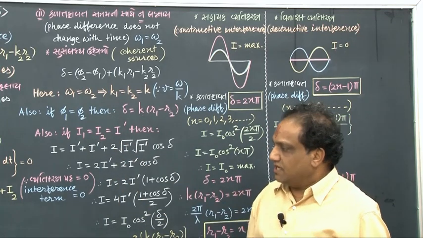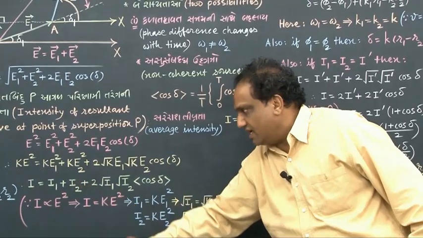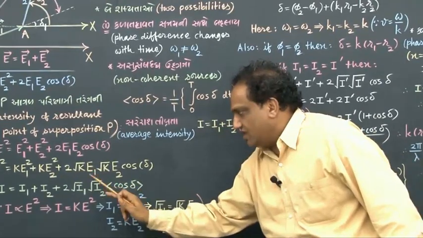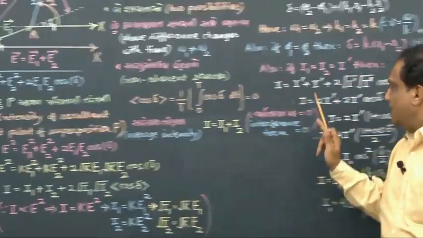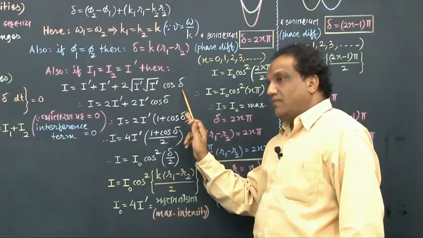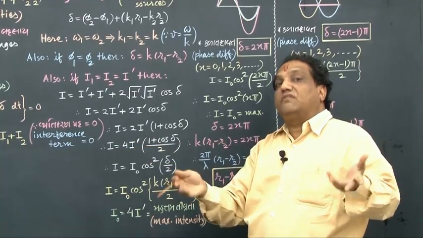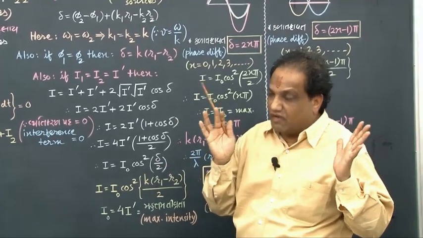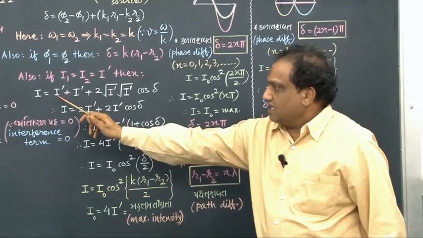Just put all these values here. I equals I1 plus I2, but I1 is also I dash, I2 is also I dash. So I dash plus I dash, plus 2 into under root of I dash, into under root of I dash, into cos delta. Now we should write only cos delta, because now delta does not depend on time. When delta does not depend on time, cos delta will not depend on time. So when any value is constant with time, you should not go for the average value. You can write without average. Okay, cos delta.